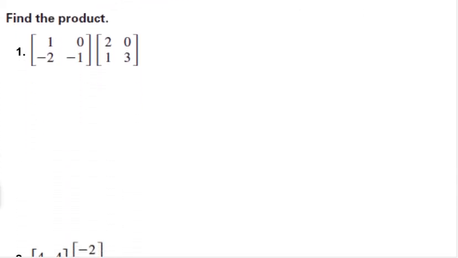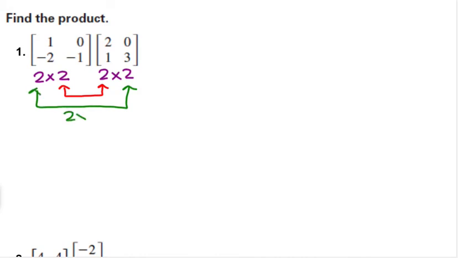What I want to do is focus on an easier problem first, and then we'll go back and do a harder one. So what we have here is a 2 by 2 matrix and a 2 by 2 matrix. So that means these two numbers are equal. So our result is going to be a 2 by 2 matrix when we're done. Now, you're going to maybe want to pause and write and listen to this example. It's a little bit challenging.